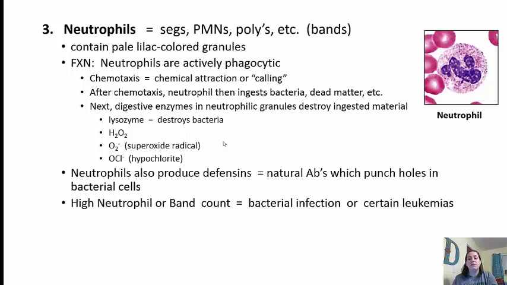Neutrophils also produce defensins. These are natural antibodies which punch holes in bacterial cell walls. If we can breach the cell wall, it's a lot easier to attack and destroy the bacteria because the wall normally offers the protection. A high neutrophil, or what we call a band count, could be due to a bacterial infection or, again, certain kinds of leukemia.